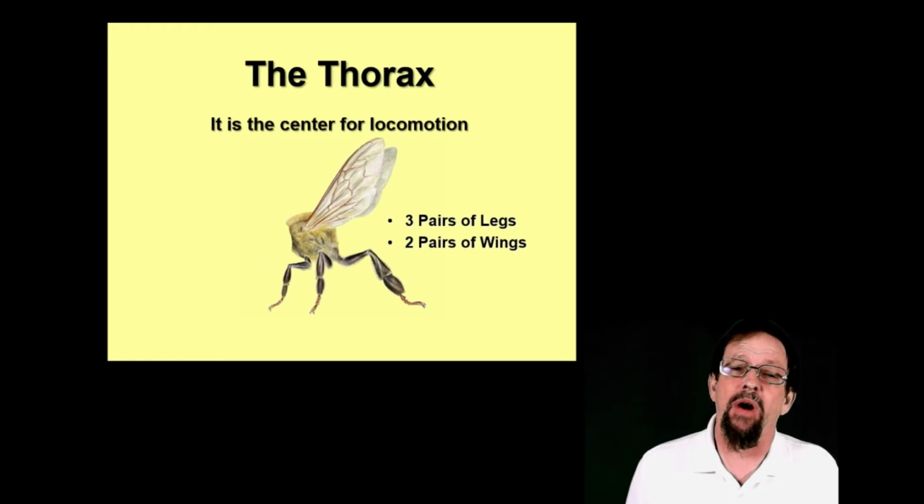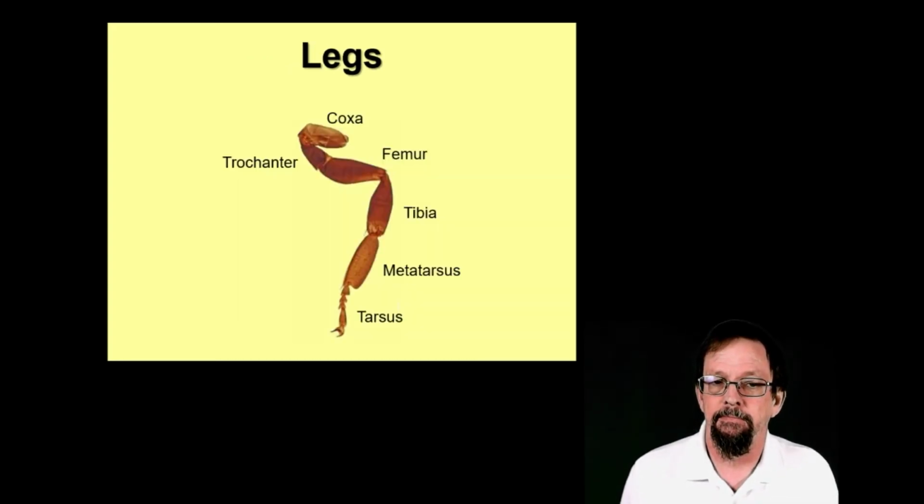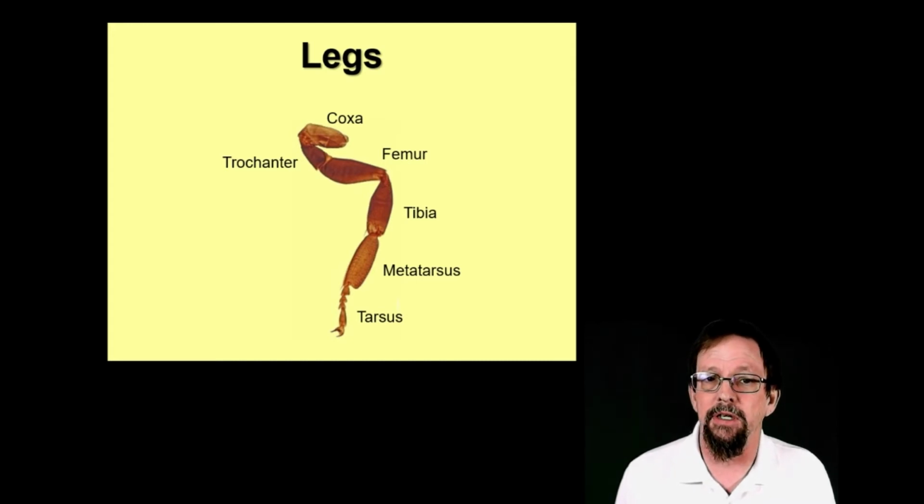All right, now let's go on to the thorax. It is a center of locomotion. There are 3 pairs of legs and 2 pairs of wings. The main components of the bee's legs, and again, these are insects, and these are basically throughout the insect kingdom, is the coxa, the trochanter, the femur, the tibia, the metatarsus, and the tarsus. And those are the major components of the leg.